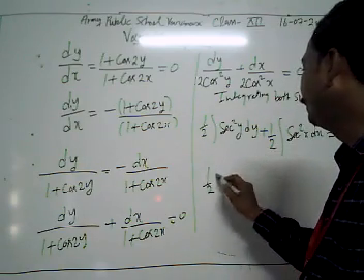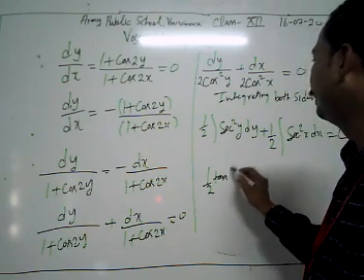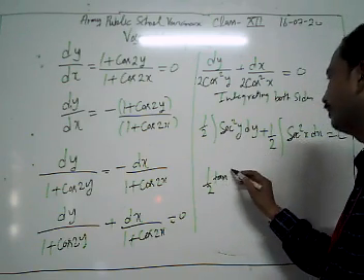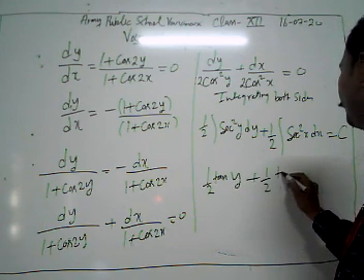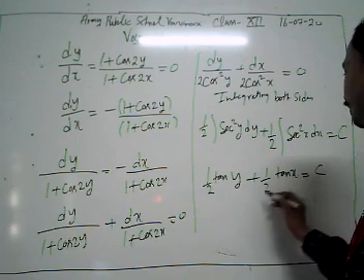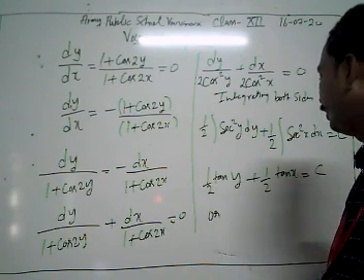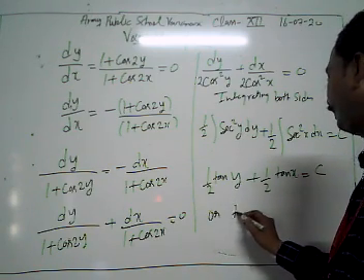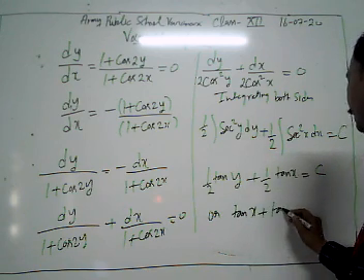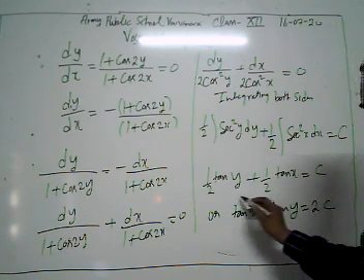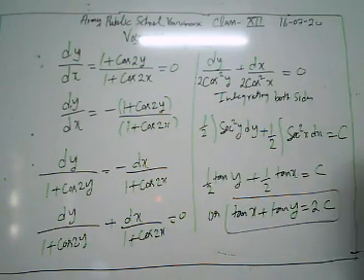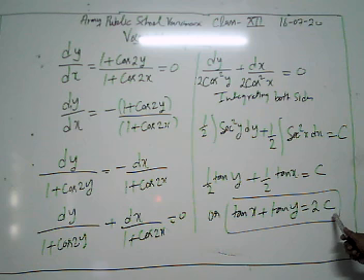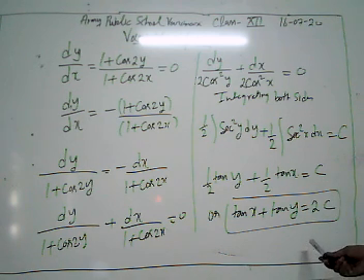Now what do we get? 1 by 2 times the integration of sec square y, which is tan y, plus 1 by 2 tan x equal to c, or tan x plus tan y is equal to 2c. In place of 2c we can write any constant, and this is our equation.